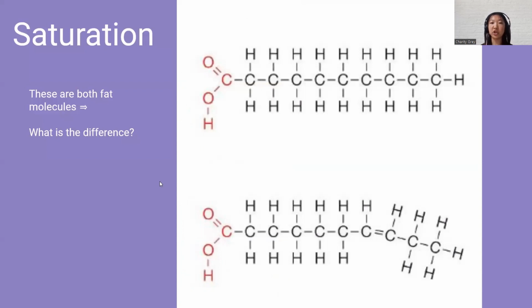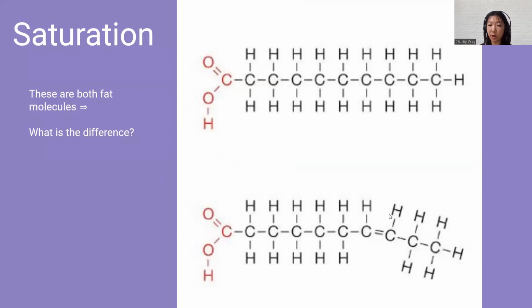Let's talk about saturation. So these are both fat molecules. What is the difference between these 2 molecules? Please pause the video now and answer it. Unpausing the video right now, you can all see that the difference between these 2 fat molecules is that this one has a double bond and this one does not.